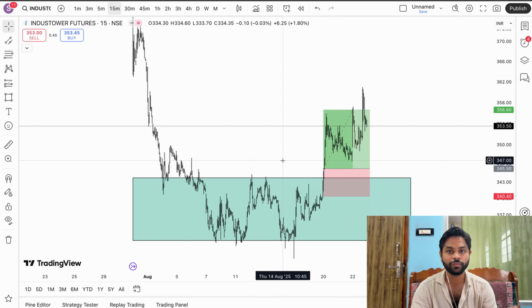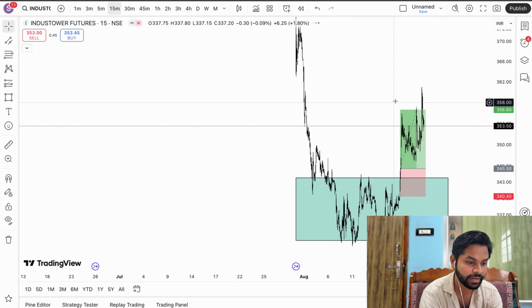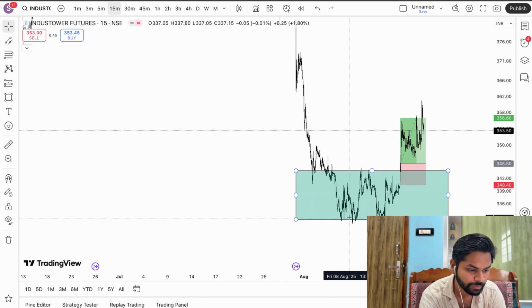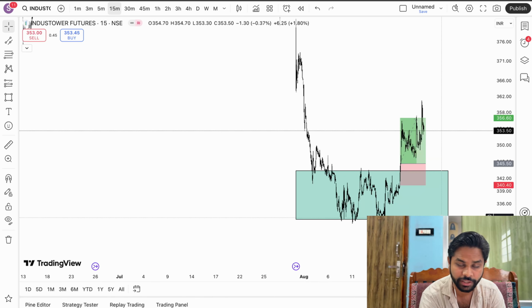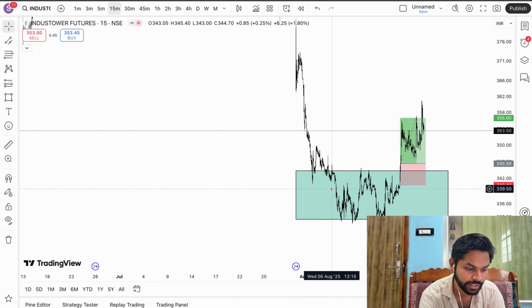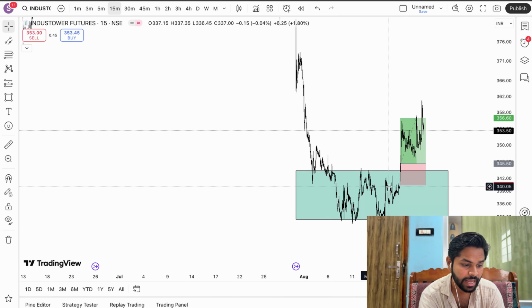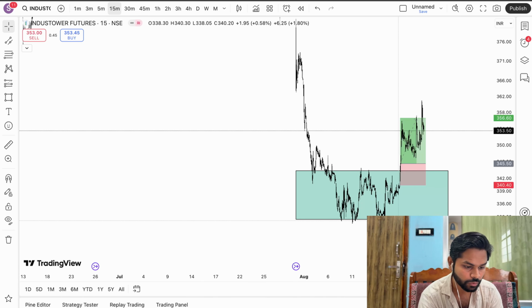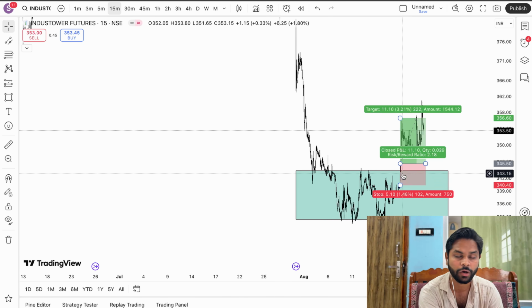Now when the stock fell from 442 levels, it came to 330. After that it was consolidating for a long time. It has been consolidating from 6th of August, and on 19th of August, almost 12 days, the stock consolidated after falling, found a support close to 332, and after finding a support, it gave a breakout of this box, and I just took a position.